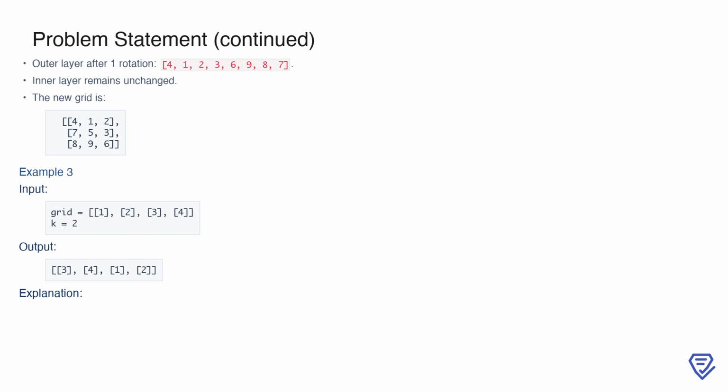Now, let's consider a simpler case, a single column grid. For instance, the input grid is 1, 2, 3, 4, and k equals 2. This grid has only one layer, 1, 2, 3, 4. After two rotations, this layer becomes 3, 4, 1, 2. The output grid, after rearranging, becomes 3, 4, 1, 2.